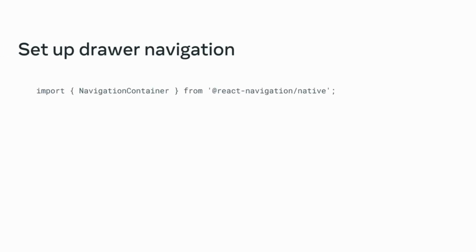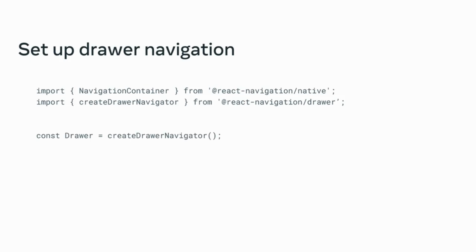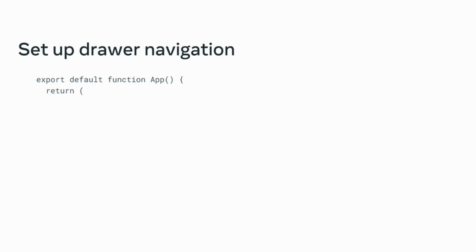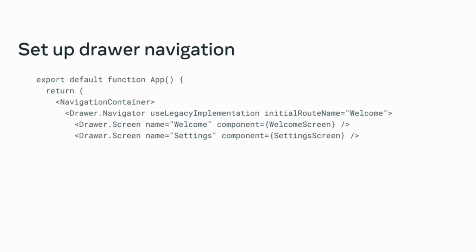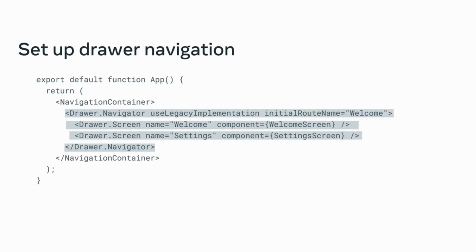Now let's examine the code that you might use to create this drawer navigation. To set up the drawer navigation for your mobile app, make sure to import the navigation container and the Create Drawer Navigator from React Navigation. Once the navigators are imported, you would instantiate the drawer using the Create Drawer Navigator from React Navigation. Then, within your root app component, you will wrap the drawer navigator within all the drawer screens. You will initialize all the screens that you can navigate to via the drawer.